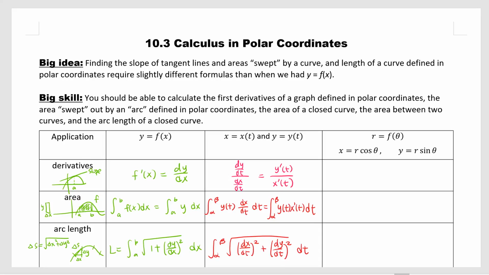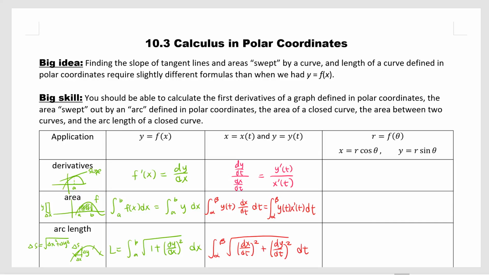Hi everyone. Today let's talk about session 10.3, Calculus in Polar Coordinates. This is the last session in our course. Big idea: finding the slope of tangent lines, the area swept by a curve, and the length of a curve defined in polar coordinates requires slightly different formulas than when we have y equals f of x.